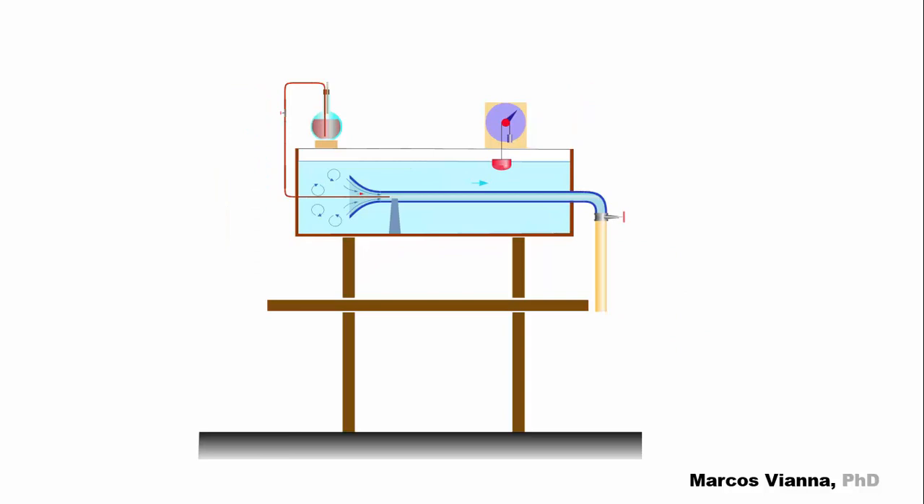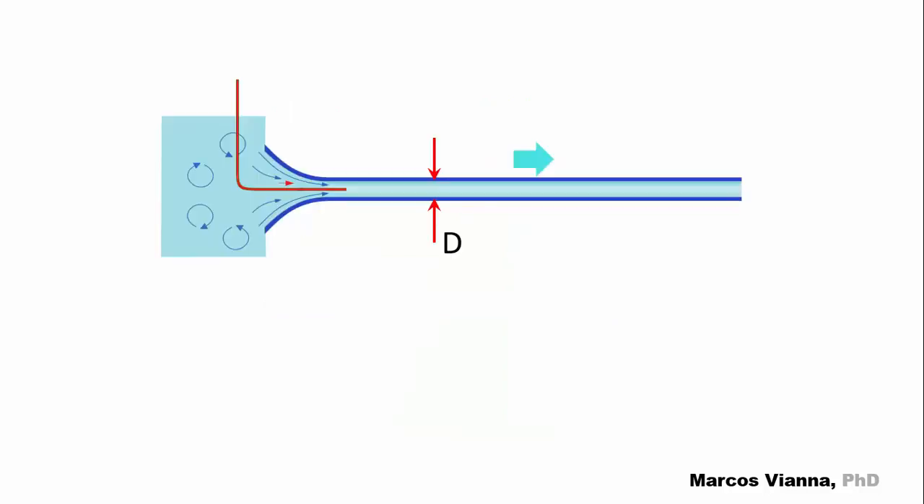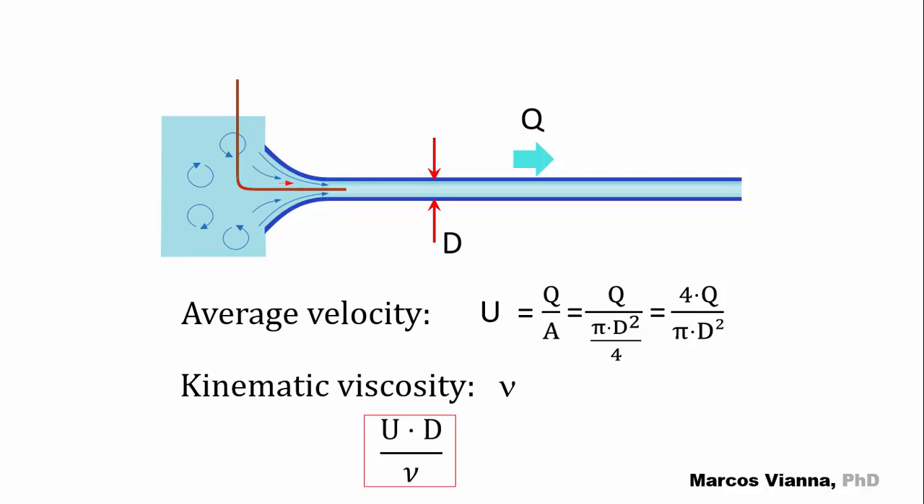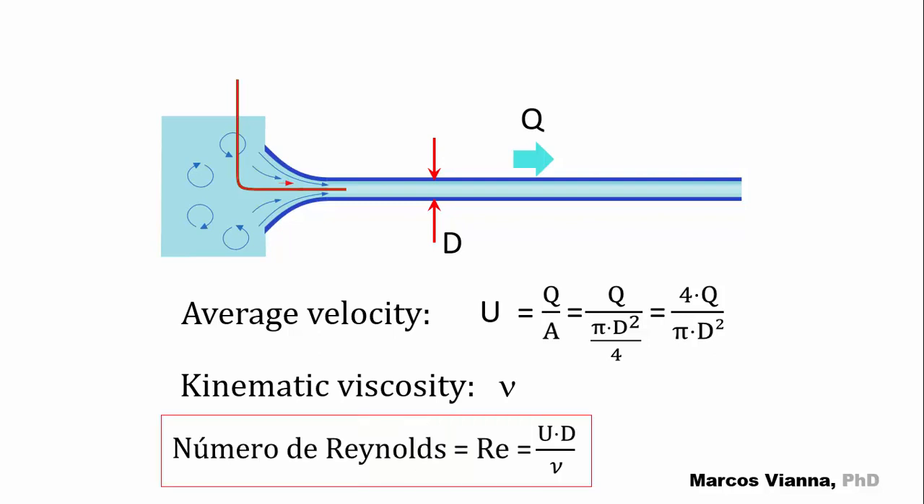Here is the Reynolds experiment device as shown in the pictures of the hydraulic books and on the internet. To simplify the explanations, we'll show the pipe and the dye injection and nothing else. If we know the flow and the diameter, we find the average velocity. If we know the kinematic viscosity, then we can calculate U times D over nu. This parameter has a name. Do you know it? Yes, congratulations! Its name is Reynolds number.